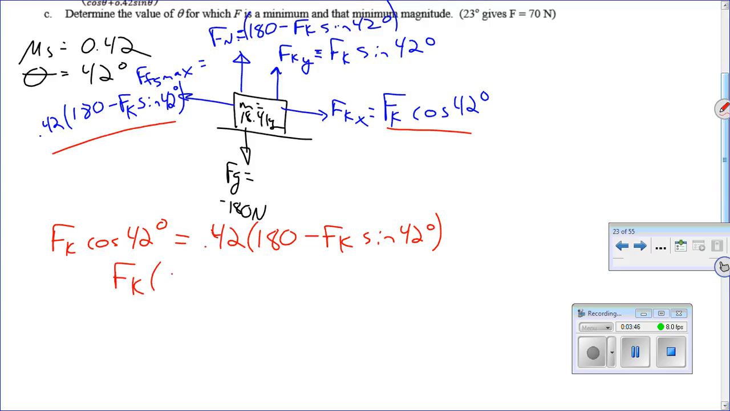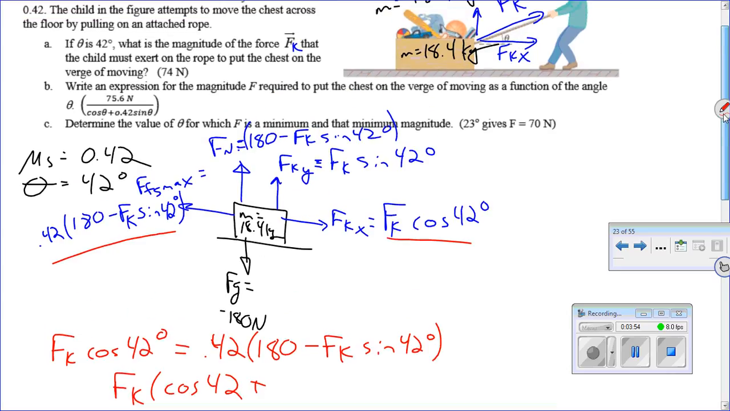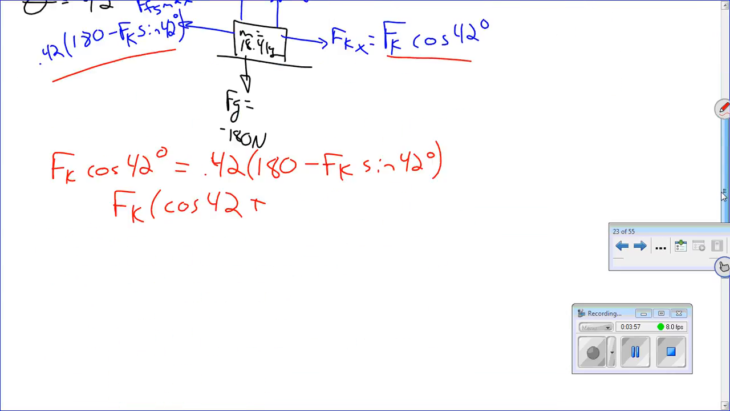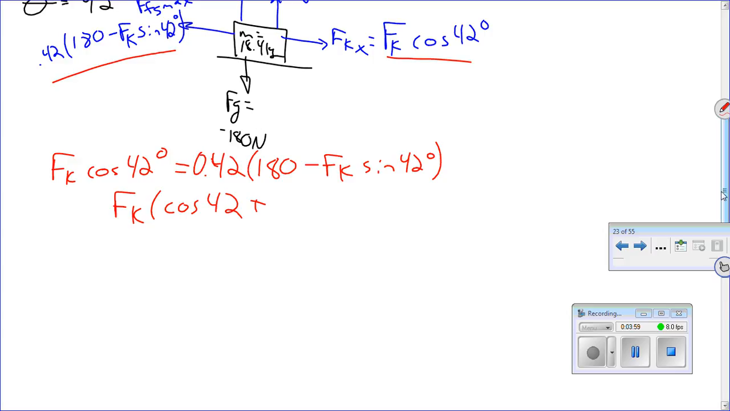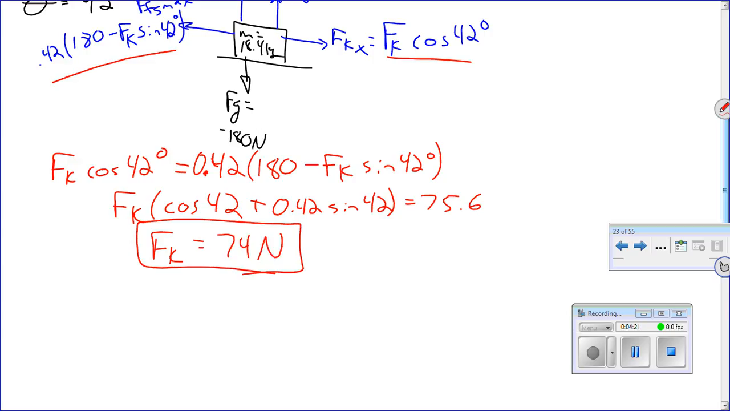The force of the kid times the cosine of 42 plus 0.42 times the sine of 42. Wait, are both my coefficient and my angle 42? Well, that's annoying. Why did we do that? All right, well, if you do some algebra, you'll get this has got to be equal to 75.6. So divide both sides, and the force of the kid ends up being 74 newtons. Have to round down to your significant digits. So obviously I skipped some algebra there that you should be able to manage.